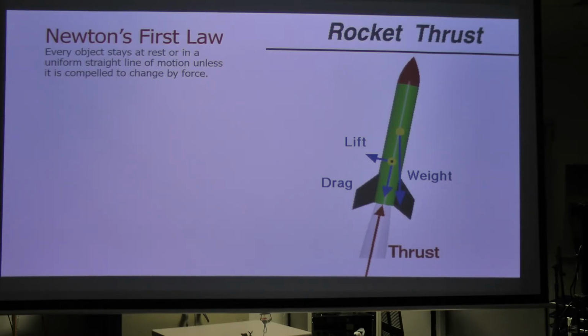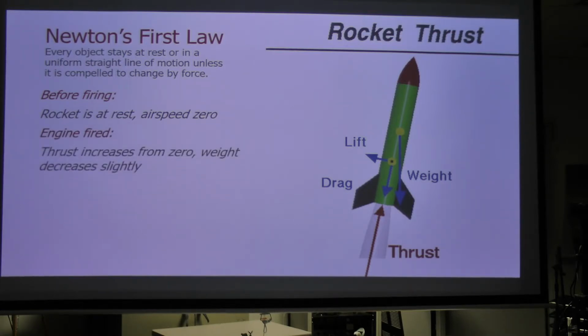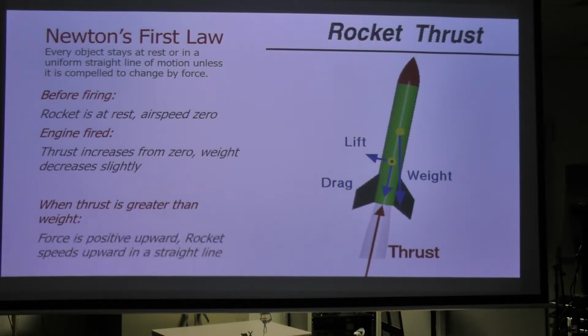So what that means is before firing a rocket, the rocket stays at rest and the airspeed is at 0. When the engine is fired, the thrust increases from 0 and the weight decreases slightly. So as the thrust increases, the weight decreases. When the thrust is greater than the weight, then the force goes upward and the rocket speeds forward in a straight line.